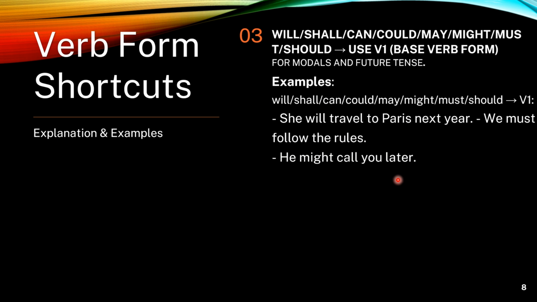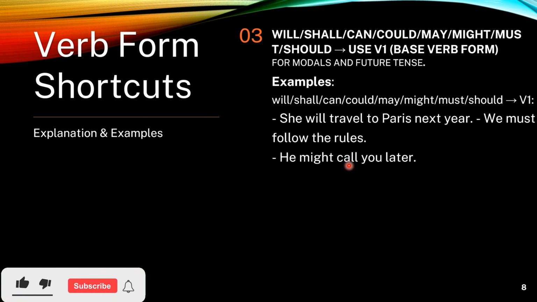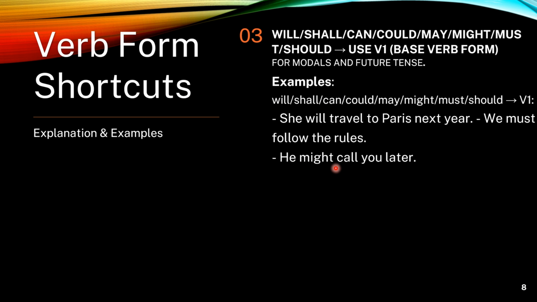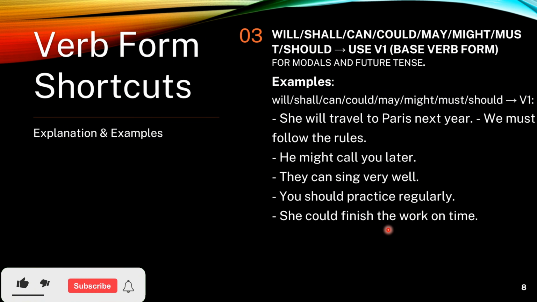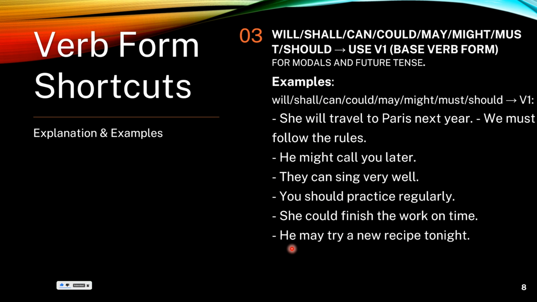He might call you later. So with might, we're using call, the first form of the verb. And we know that this sentence is an active voice sentence. They can sing very well. You should practice regularly. She could finish the work on time. So he may try. He, who is trying? He, right? So active voice.